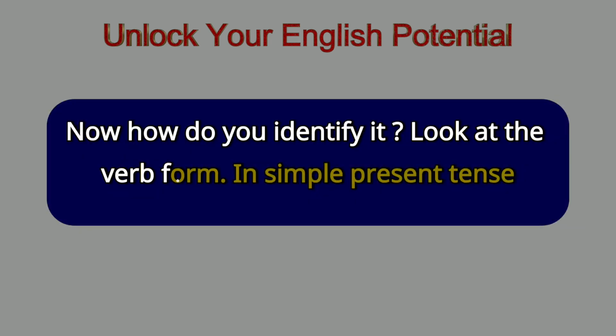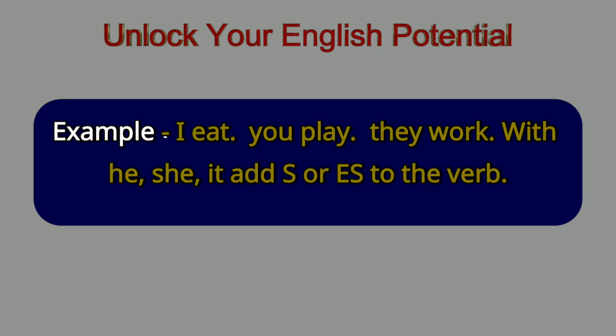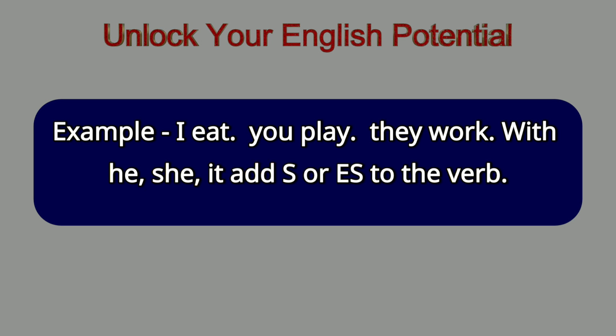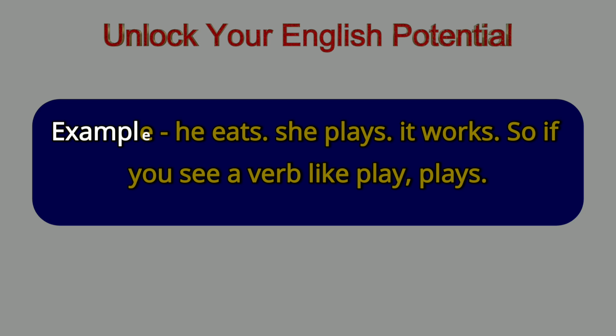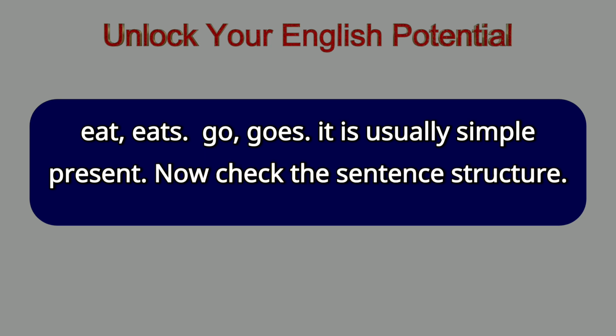Now, how do you identify it? Look at the verb form. In simple present tense, with I, you, we, they, use the base form of the verb. Example, I eat, you play, they work. With he, she, it, add s or es to the verb. Example, he eats, she plays, it works. So if you see a verb like play, plays, eat, eats, go, goes, it is usually simple present.